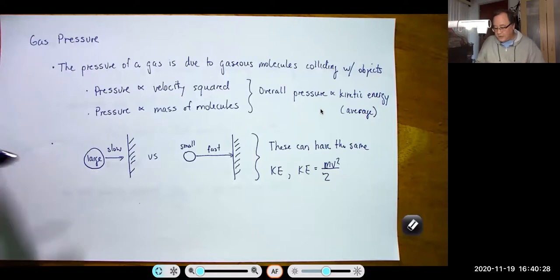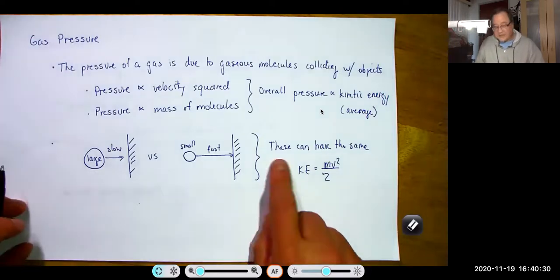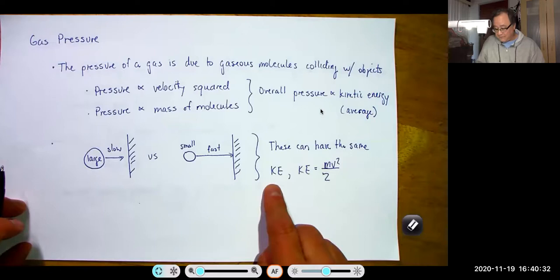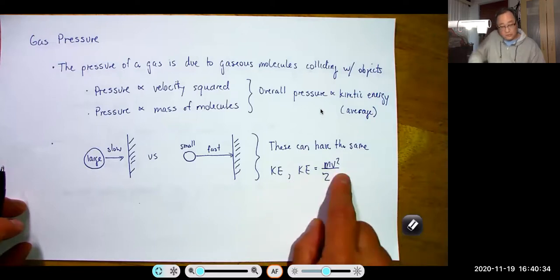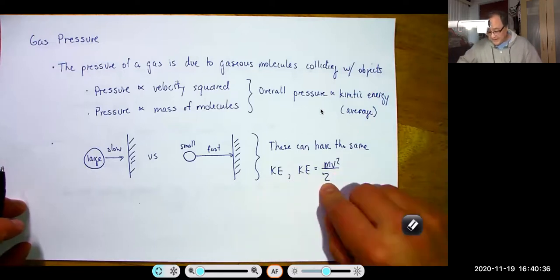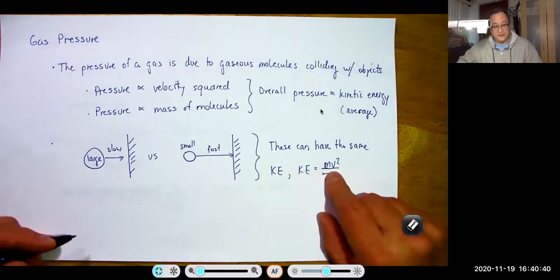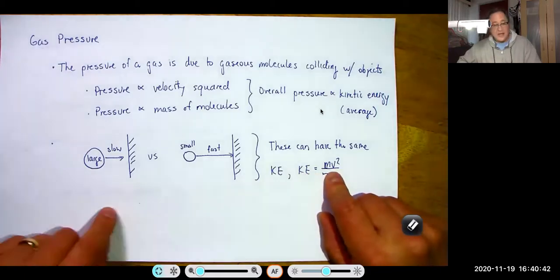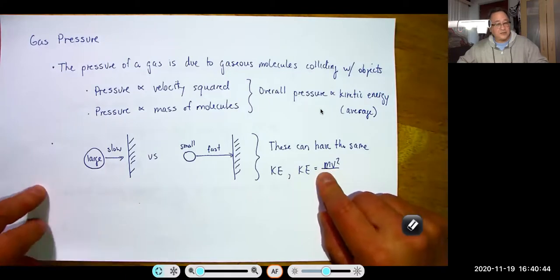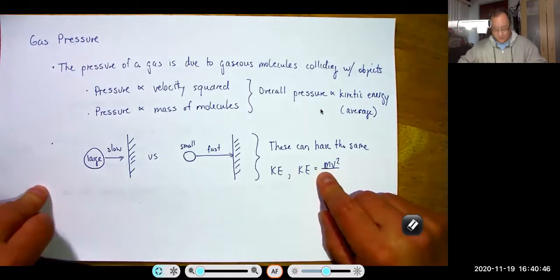You should also note that the kinetic energy is equal to mv squared over 2. So we can see that the kinetic energy increases with the square of the velocity, just like the pressure. And the kinetic energy increases with the mass of the velocity, directly proportional.